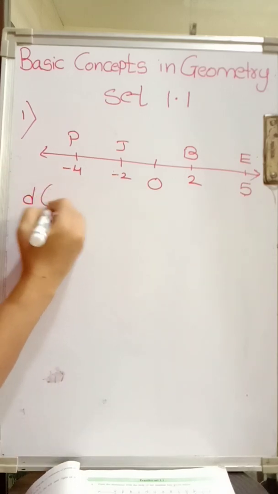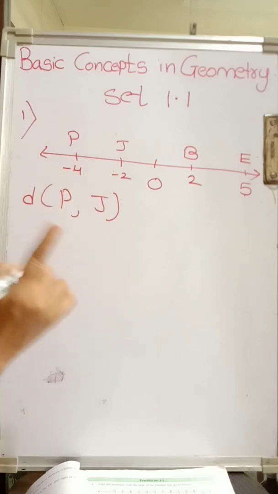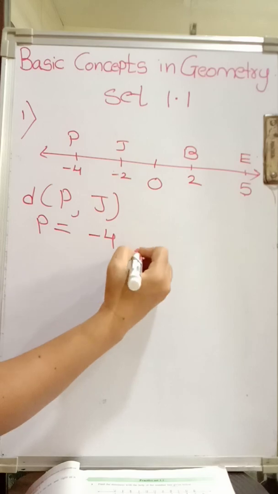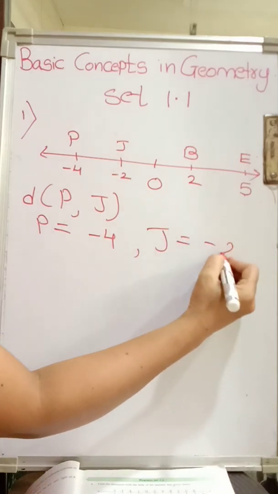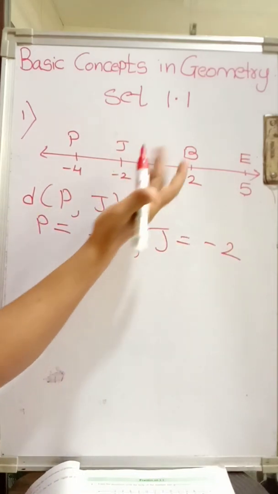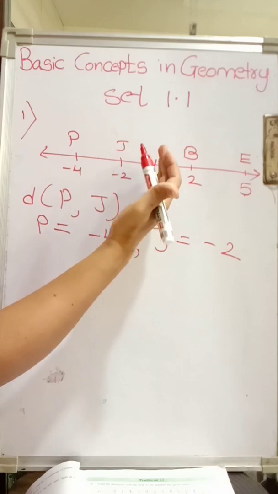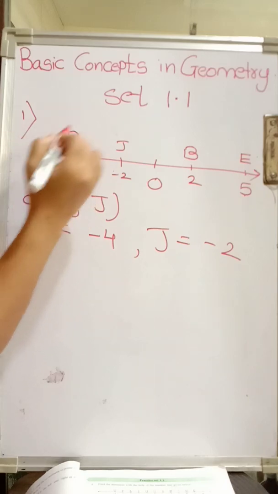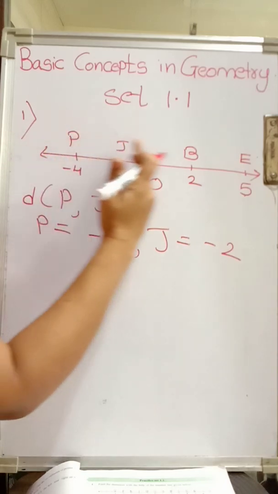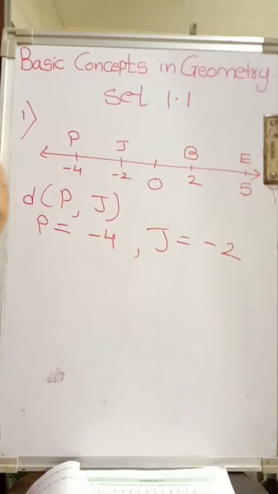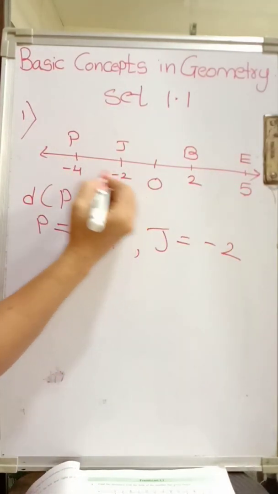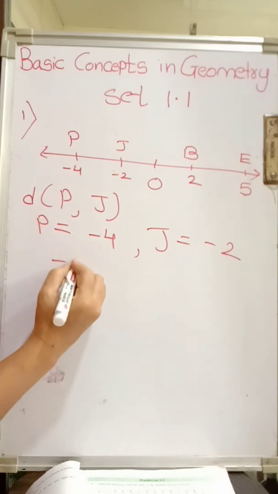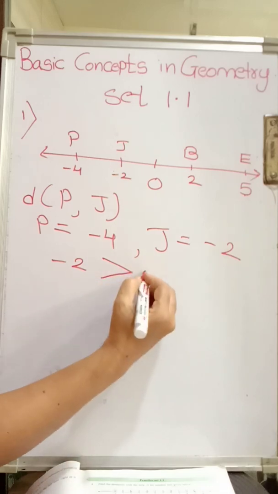So this is distance P comma J. First of all, write the coordinates. What is the coordinate of P? -4. What is the coordinate of J? J is equal to -2. Now you should know that as you move from 0 towards your left-hand side, the number goes on decreasing. That means -4 is less than -2. As we move from left to right, the numbers go on increasing. So -2 is bigger and -4 is smaller. So we can write -2 is greater than -4.